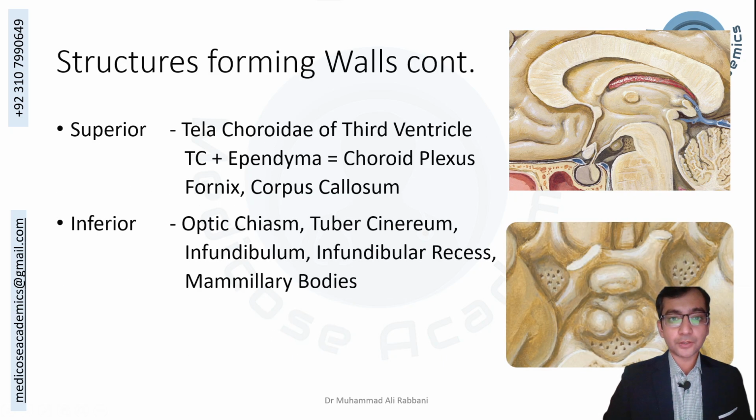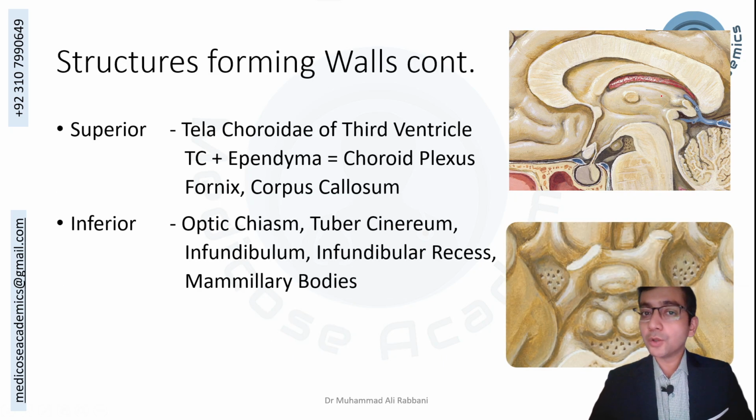And if we try to see the superior aspect, it is bounded by this choroid plexus. This is the red part, that is the choroid plexus of it, and on top of it there is the fornix. Here is the fornix going on, and posteriorly the corpus callosum becomes important.